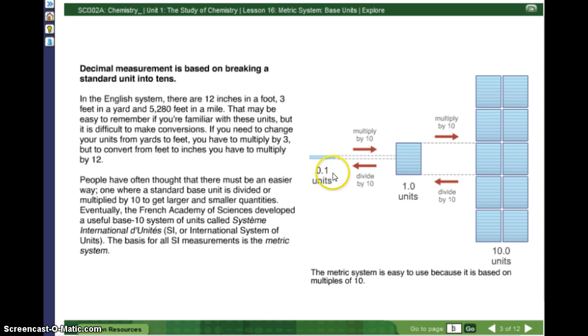So if you have 0.1, you multiply by 10 to get one whole unit, multiply that by 10 to get 10 units. Or you can go the other way: divide 10 by 10, you get 1. Divide 1 by 10, and you get 0.1. So again, you can do metrics based on multiplying and dividing by factors of 10.